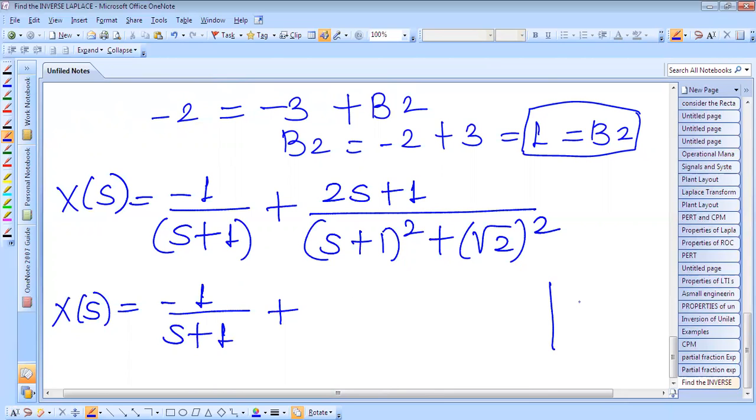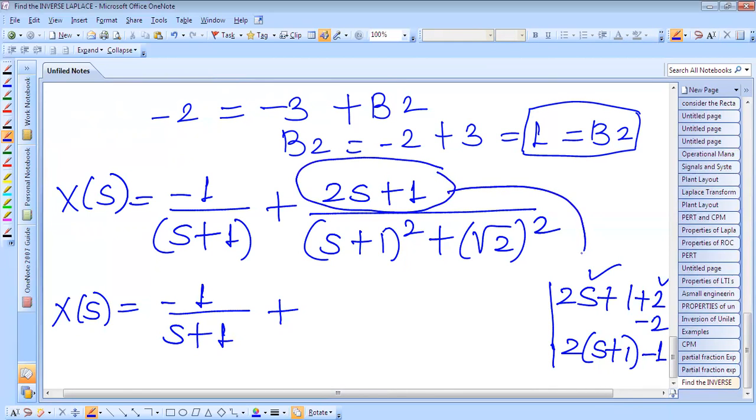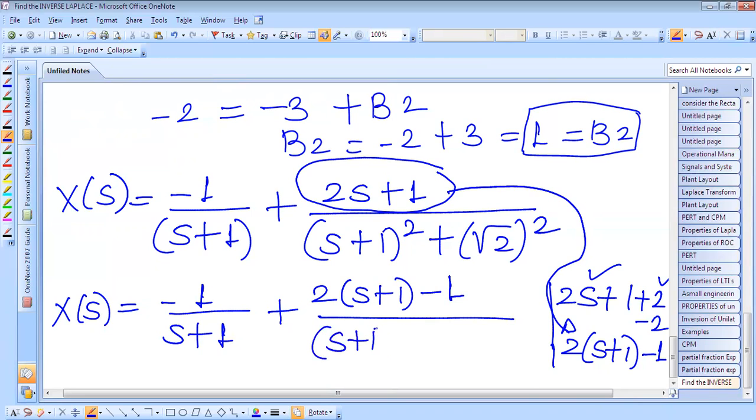instead of this 2s plus 1, we can add here 2 and we can subtract here 2. Okay, so from this we can take 2 outside. So what will there be? s plus 1 and this is a minus 1. Okay, so instead of this 2s plus 1 we can write this factor. Okay, so I can write here 2s plus 1 minus 1 divided by s plus 1 square plus square root of 2 square, like this.